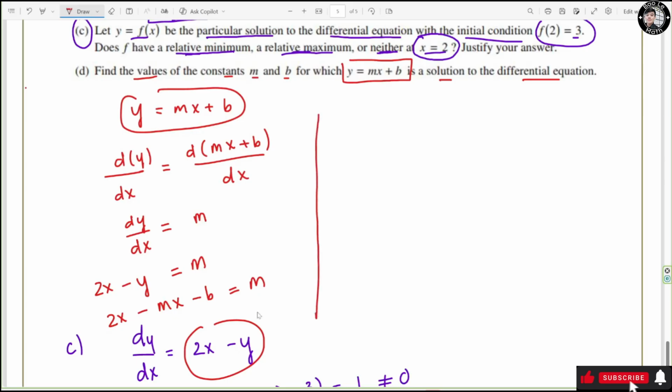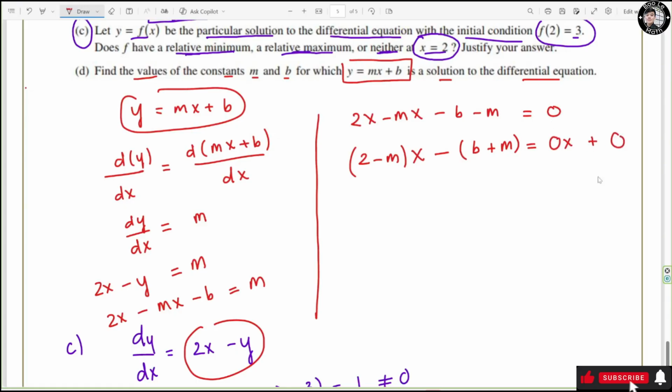Then I'm going to subtract m from both sides. So we have 2x minus mx minus b minus m equal to 0, right? So on the left hand side, I just factor x out, so it will be 2 minus m all together times x. This one I factor negative 1 out, so it will be b plus m, right? The right hand side right here, I can rewrite this one as 0x plus 0, right? Now I can equate the coefficients on both sides, right? This one has x, this one has x, so the coefficient must be the same, right? This one is the constant, this one is the constant, right?